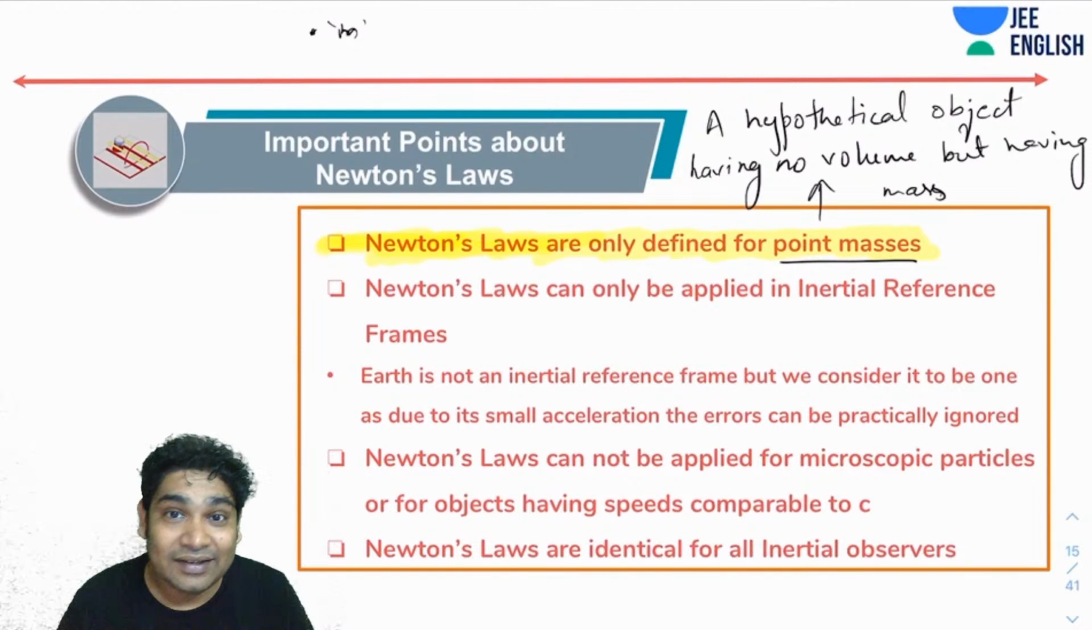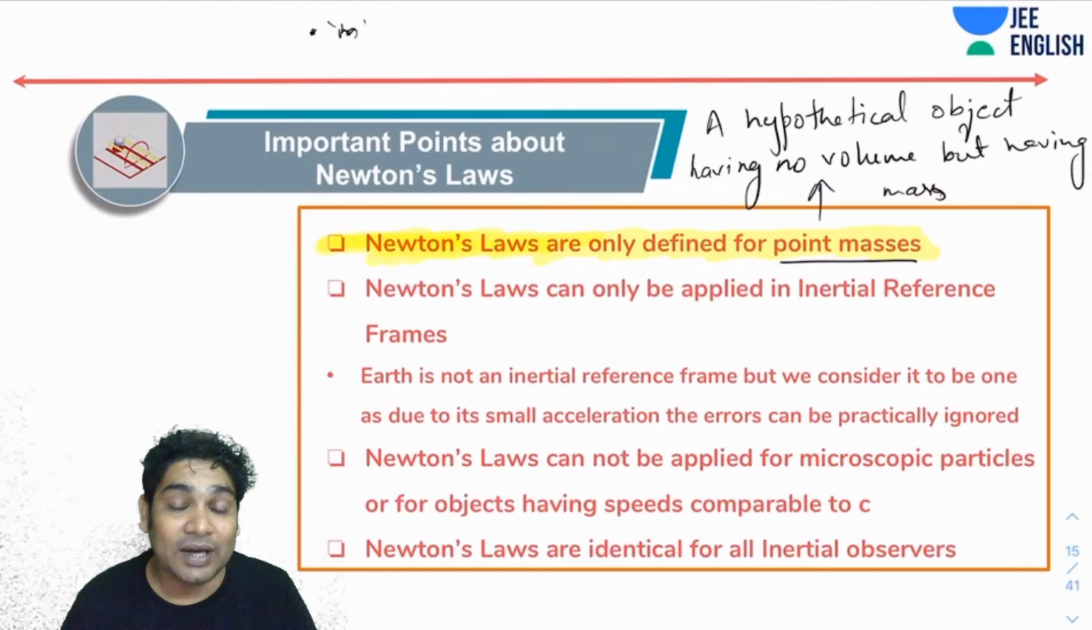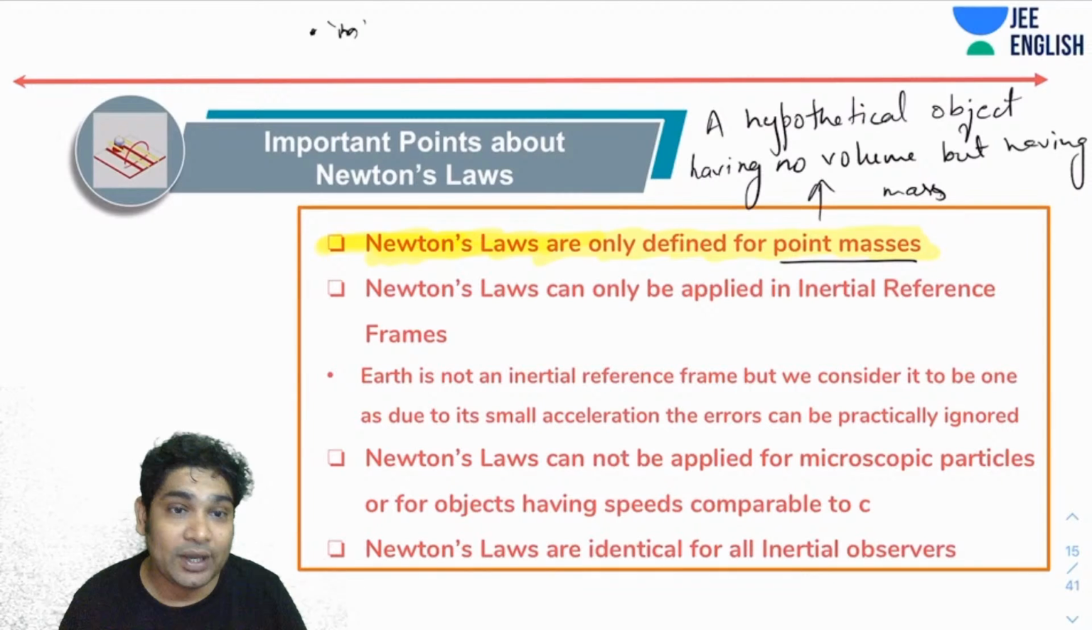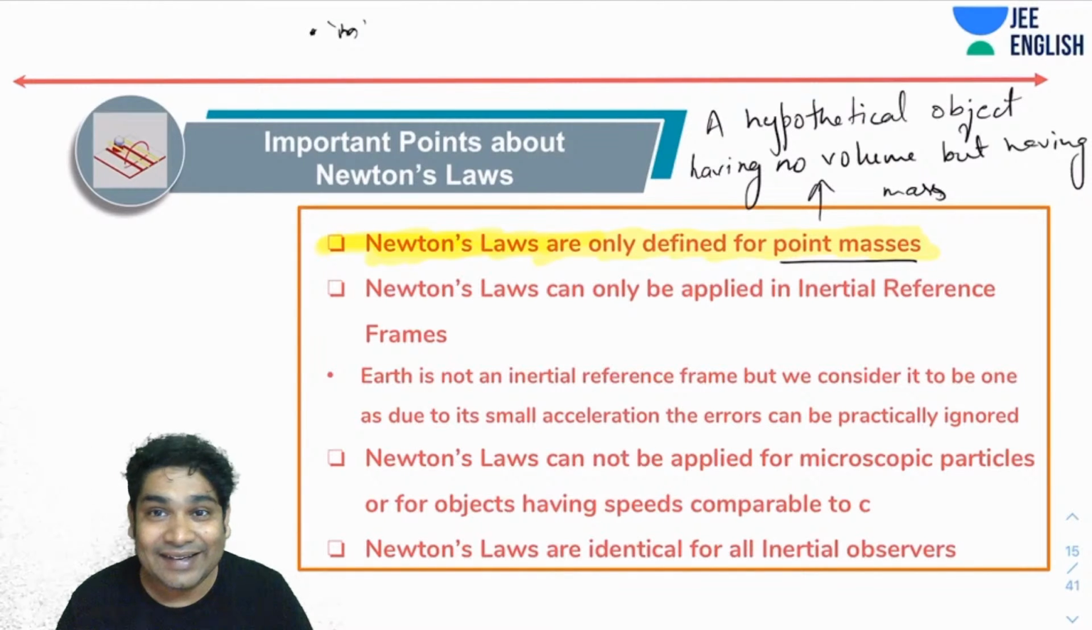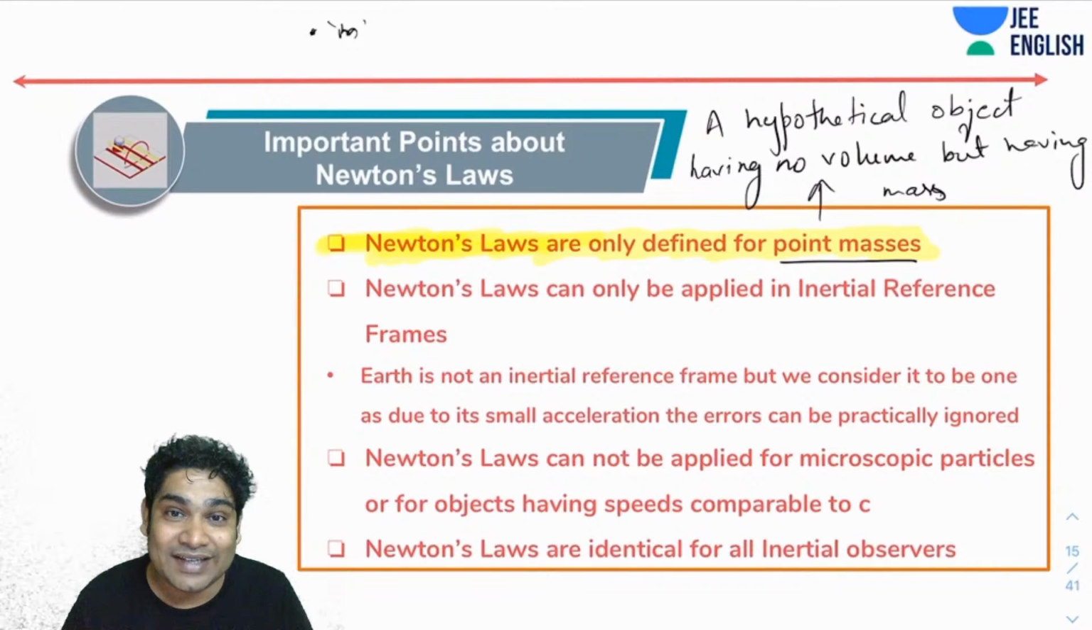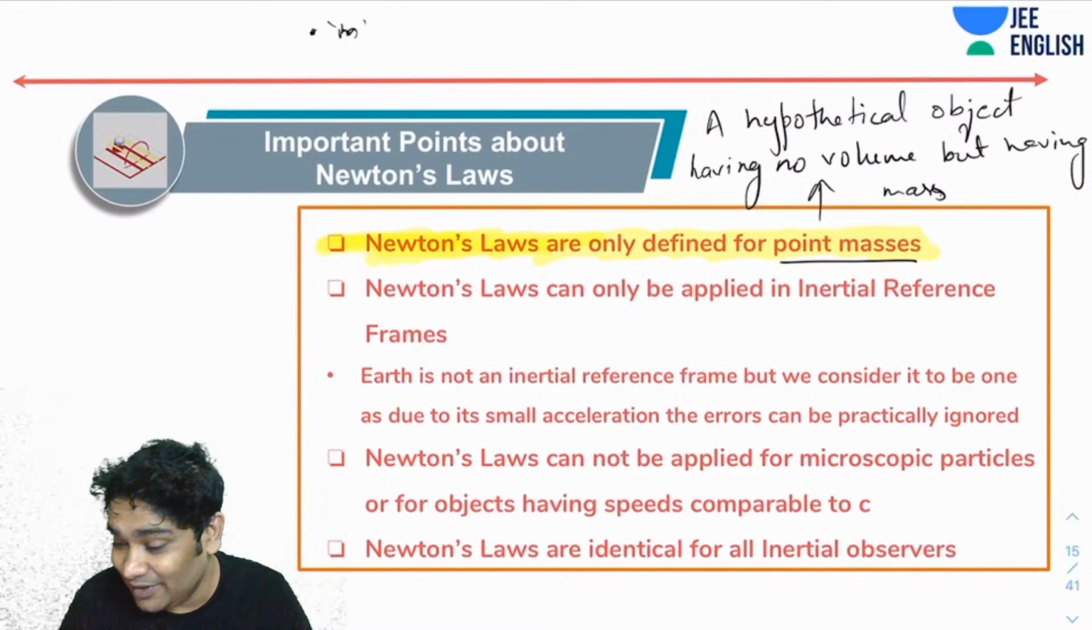So obviously, such a thing cannot exist. If you have mass, you have to have volume, right? You cannot have mass without occupying space. Alright, all matter occupies space. So obviously, this is a hypothetical concept. This is an imaginary concept. But this law is defined only for this imaginary mass, which can be represented as a point.